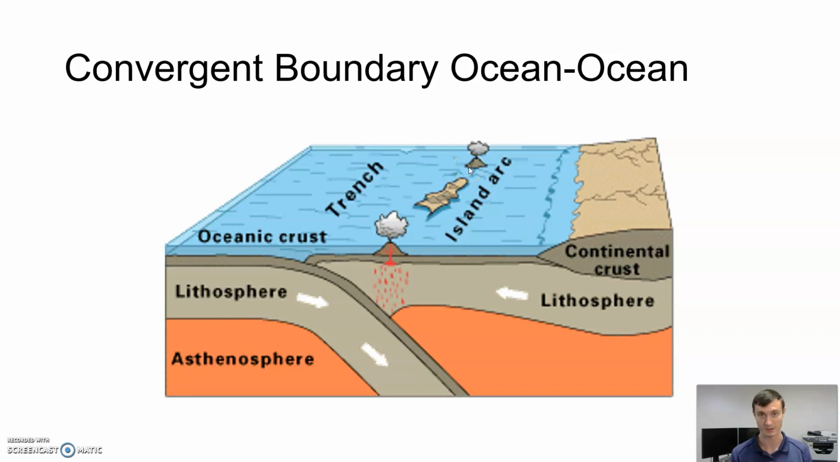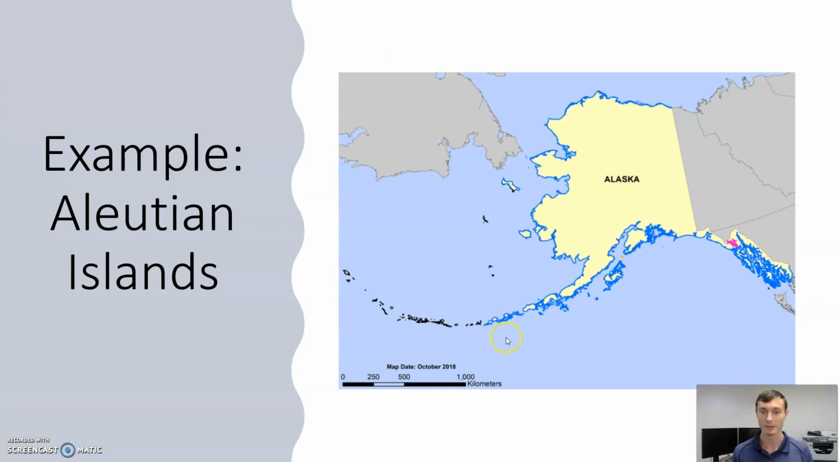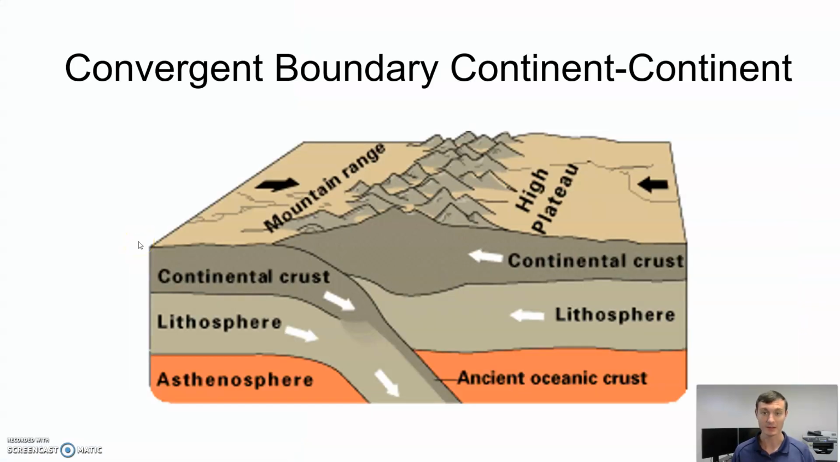Very interesting. And one example of this is the Aleutian Island arc up in Alaska. So you can actually see this sort of curved arc shape here. All of this is volcanic, part of the Ring of Fire in the Pacific, which we'll talk about later. Now, our final example is where you have a continent which is colliding with another continent, a collision.